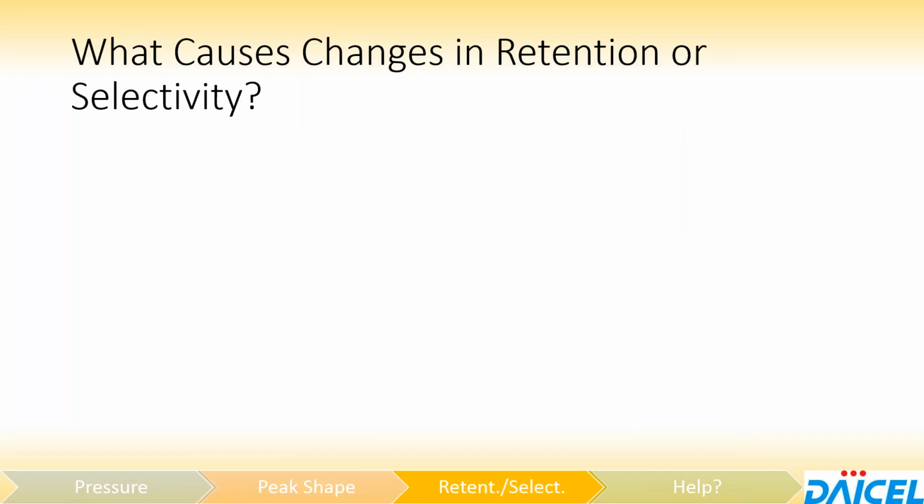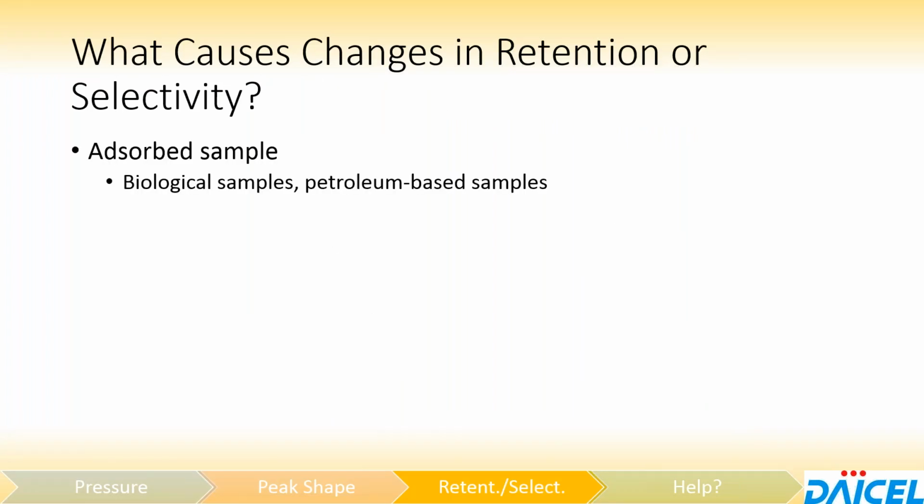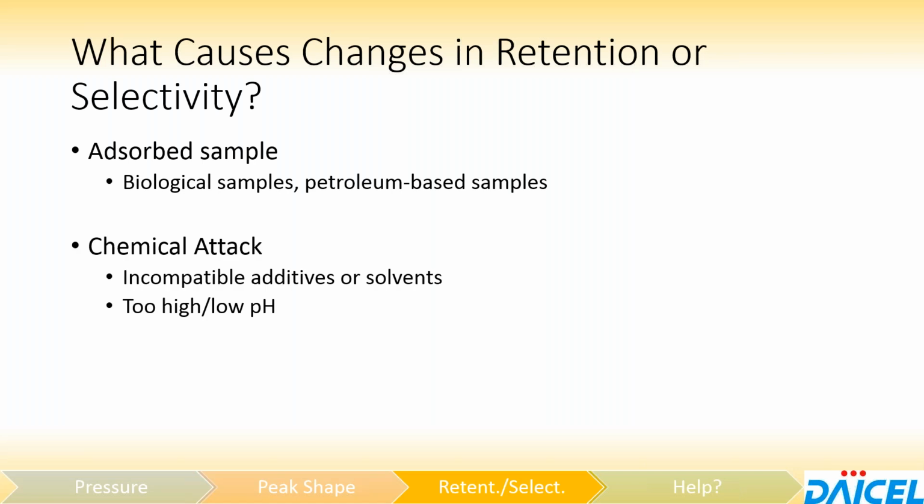So what causes changes in retention or selectivity? I mentioned adsorbed samples before when it comes to peak shape, because it can definitely manifest itself in peak shape. But things like biological samples, in particular blood samples, urine samples, biological samples like cell extracts where there's a lot of cell debris, or petroleum-based samples where there's all kinds of sticky components, tend to get stuck on the columns and can cause changes in retention and selectivity.